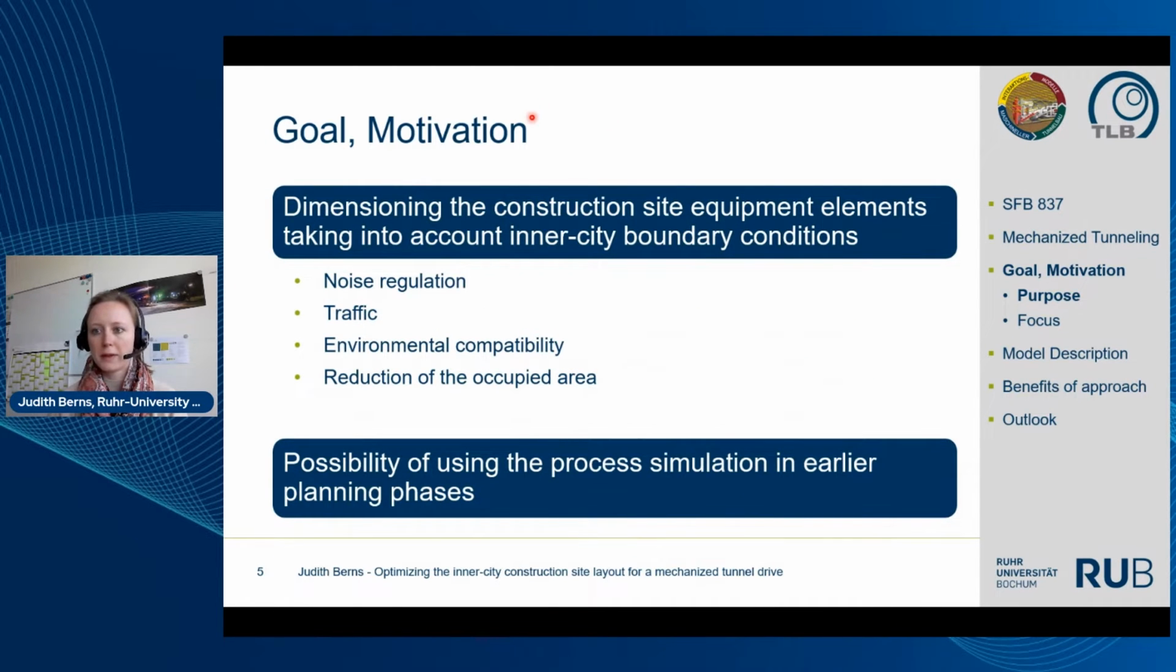Since optimization should always be carried out with as few variables as possible, different areas of tunneling are optimized in different models. In the optimization approach I am about to present, the above-ground construction site is to be optimized. Inner city constraints, such as noise regulations, traffic congestion, and environmental compatibility, are to be taken into account. The goal was to keep the occupied area as well as the tunnel construction time as low as possible. In addition, the model is to be used to examine the extent to which process simulation can be usefully employed in the early planning phase of mechanized tunnel construction projects.